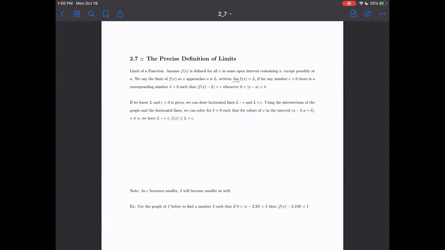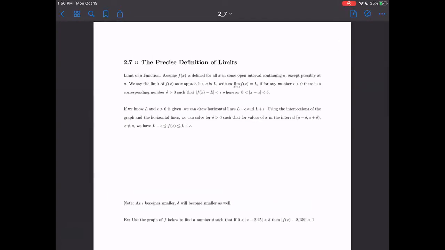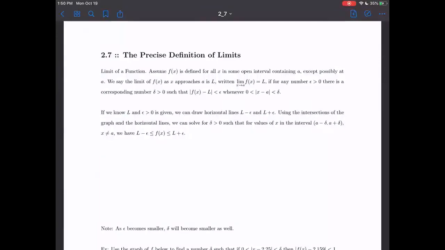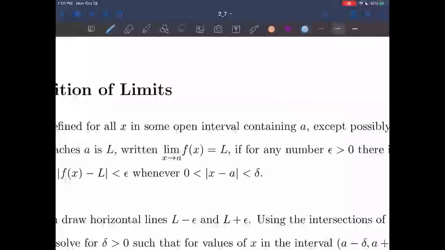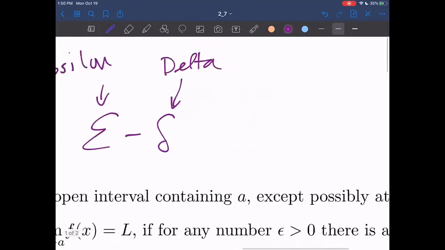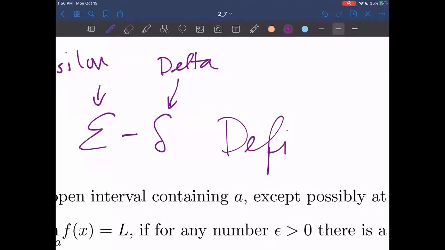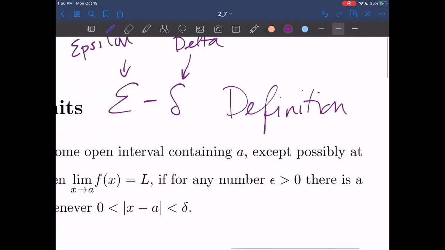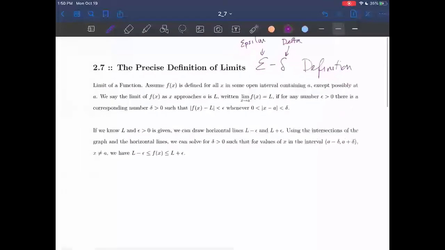All right, everybody, we are looking at the precise definition of limits. You might also see this called the epsilon delta definition, where we have the Greek letter epsilon and then the Greek letter delta.